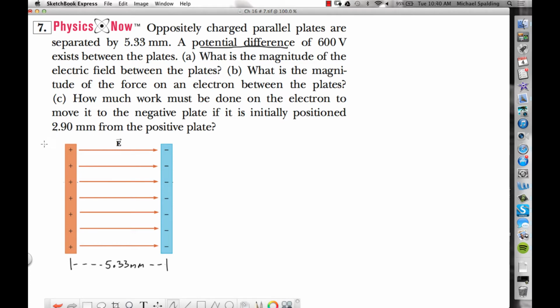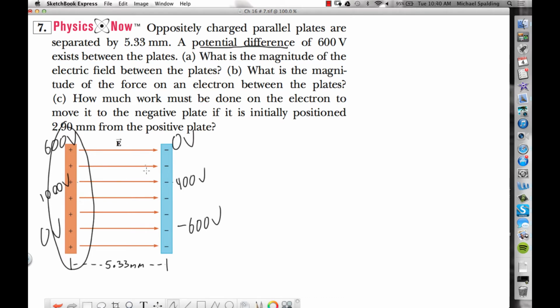The easiest way to do it is go positive plate is 600 volts, negative plate is 0. But just so you're aware, that would be identical to 1,000 volts and 400, or 0 volts and negative 600. As long as the positive plate is at higher volts than the negative plate, you have it set up correctly. But the thing that you're going to care about is the difference between 2 points, okay? So we're given the difference between the plates, 600 volts. So we'll just say 600 and 0.